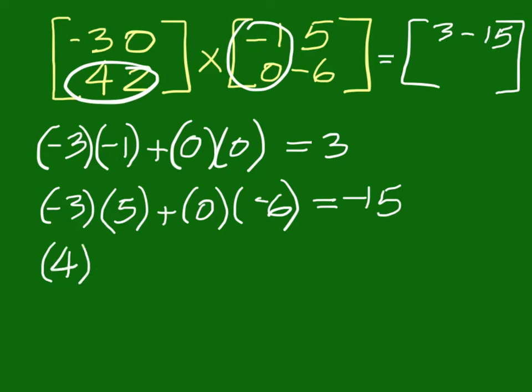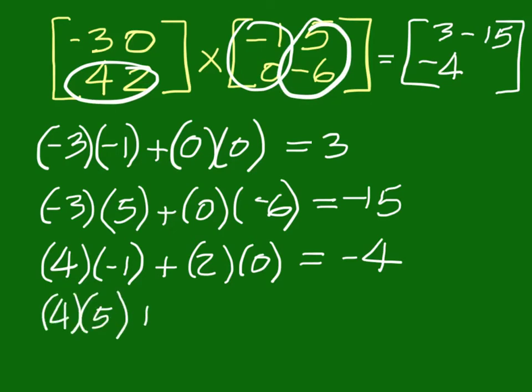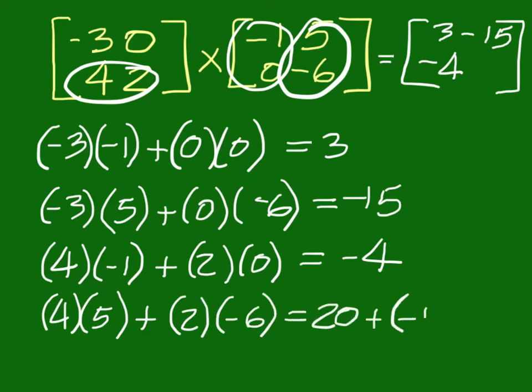That would be 4 times negative 1 plus 2 times 0. That's just a negative 4. And the last one, second row, second column, should be 4 times 5, and then plus 2 times a negative 6, which is 20, plus a negative 12. That would be an 8.